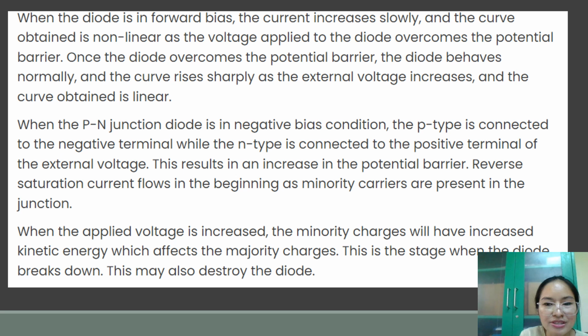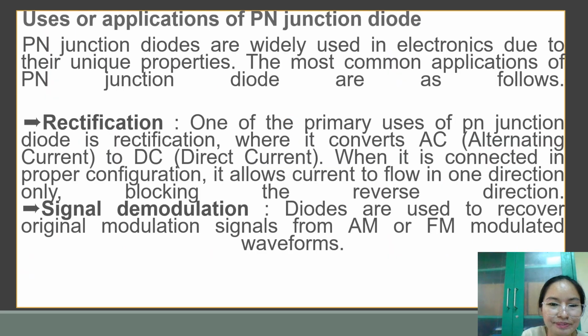So, in reverse bias condition, the p-type is connected to the negative terminal and the n-type is connected to the positive terminal of the external voltage. This will result in an increase in the potential barrier. Reverse saturation current flows in the beginning as minority carriers are present in the junction. So when the applied voltage increases, the minority charges will have increased kinetic energy which affects the majority charges. This is the stage when the diode breaks down. This may also destroy the diode.